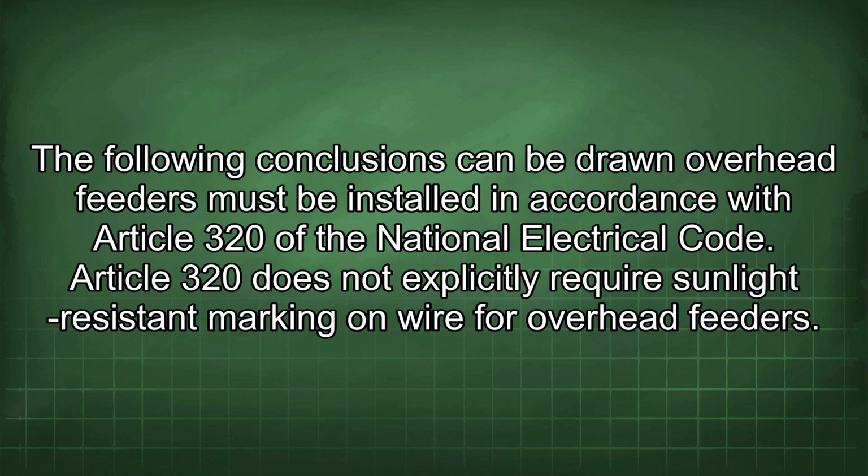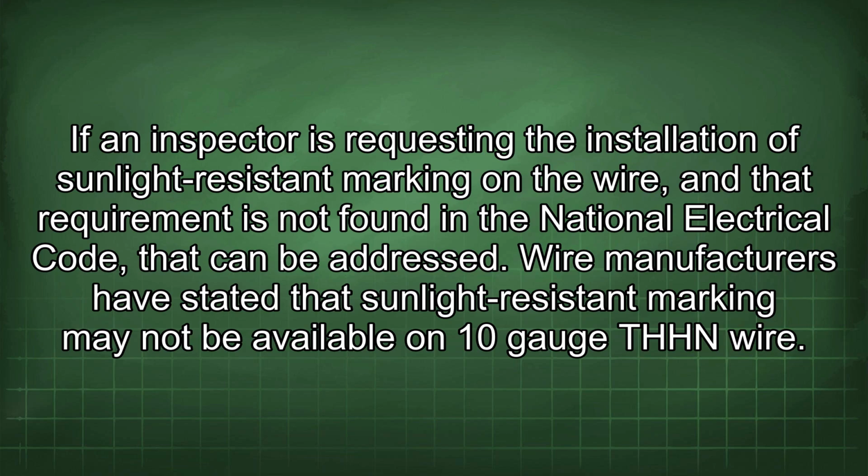The following conclusions can be drawn. Overhead feeders must be installed in accordance with Article 320 of the National Electrical Code. Article 320 does not explicitly require sunlight-resistant marking on wire for overhead feeders. If an inspector is requesting the installation of sunlight-resistant marking on the wire, and that requirement is not found in the National Electrical Code, that can be addressed.